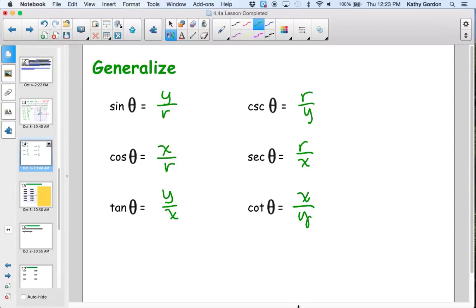Now, if you forget this, you can still always go to the default of I'm going to draw it out and make my triangle and figure it out from there. But you don't have to, because generally this is how you would set up the ratios for all of your trig functions as soon as you figure out r.